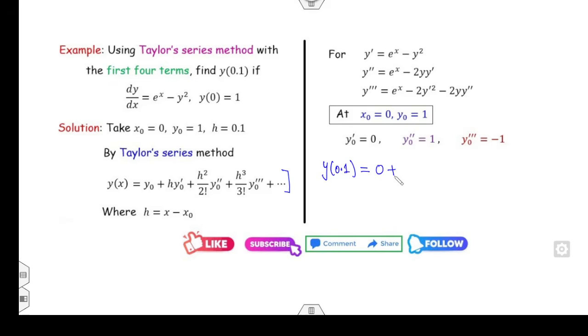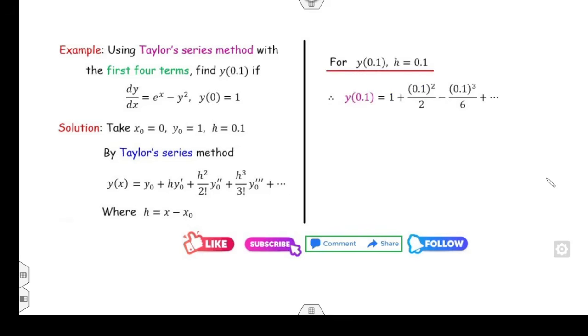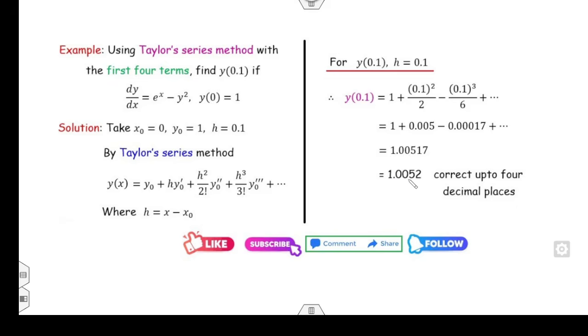Your answer is y at the point 0.1. y naught is 0, h is 0.1. Sorry, y naught is 1. Fine. y naught is 1, y prime is 0, plus 0.1 square divided by 2 factorial of 1, plus 0.1 cube divided by 3 factorial of minus 1. Now the rest you can do by calculator, and then you will get the answer 1.0052 up to 4 decimal places.